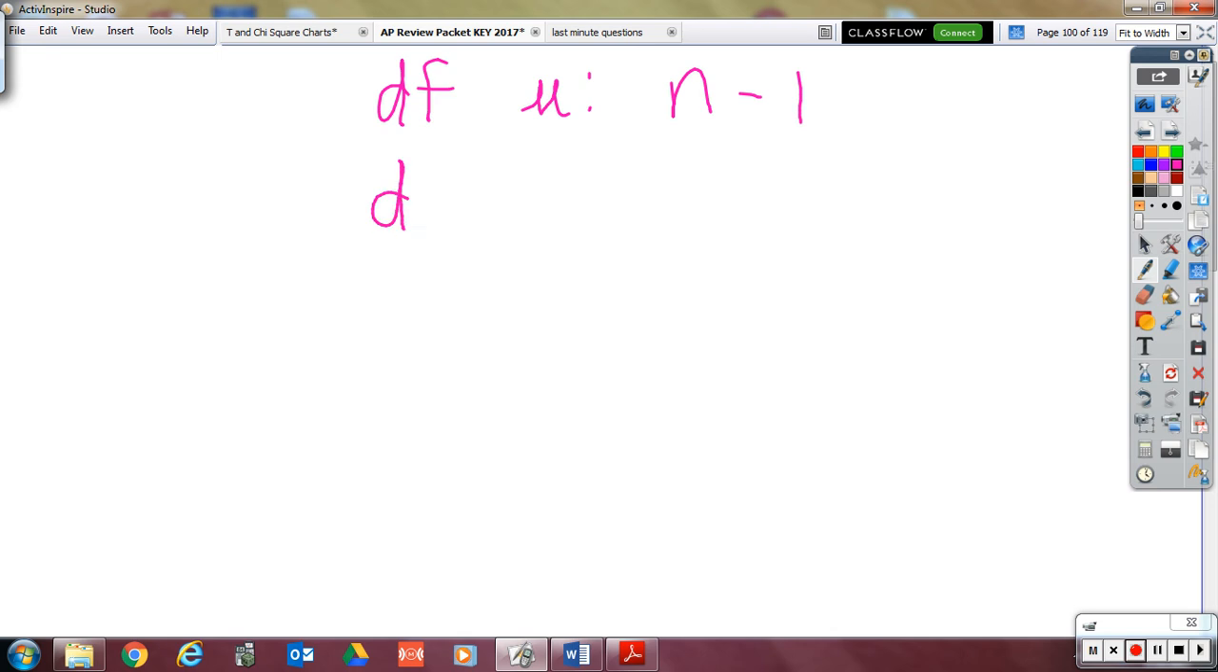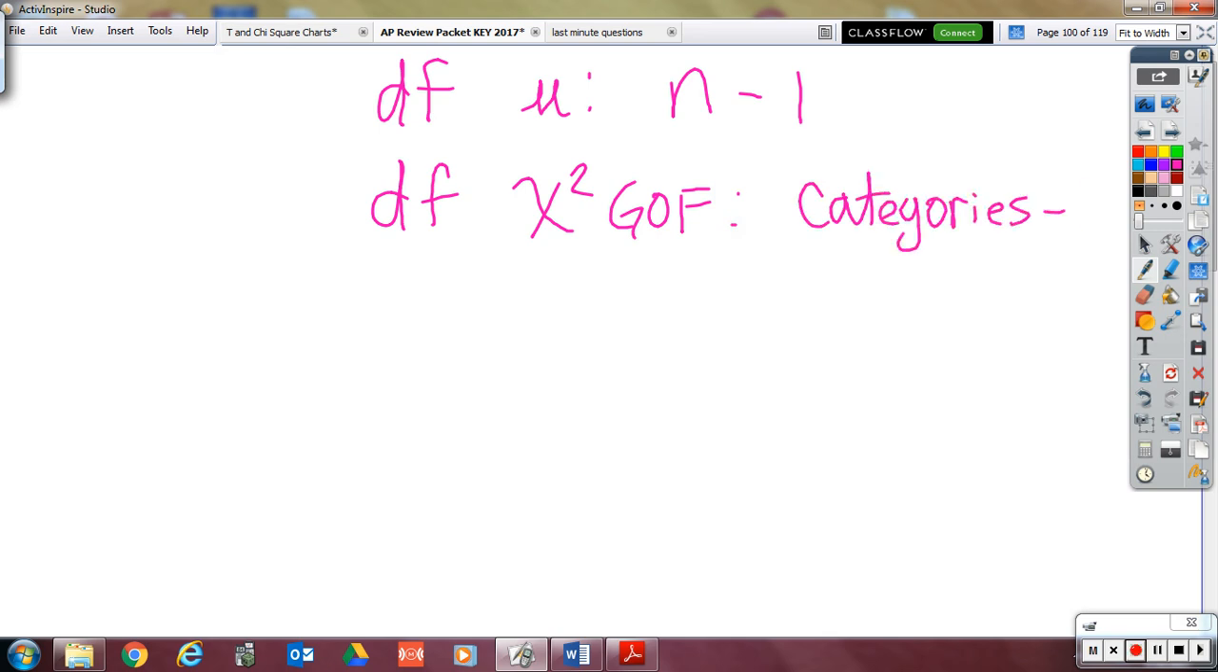The degrees of freedom for chi-squared goodness of fit is what? Categories minus 1. Okay, and for a chi-squared test of homogeneity or independence, that's the ones that we put in the matrix. That's the rows minus 1 times your columns minus 1.